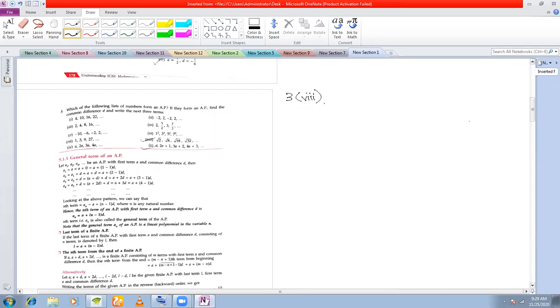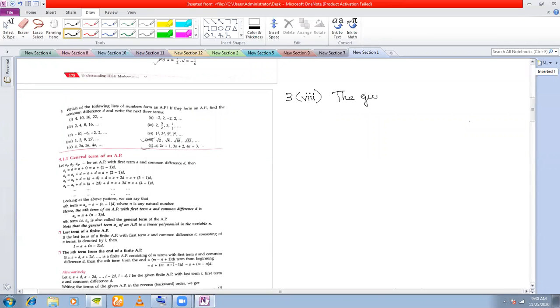3 terms. Now, since GP has been excluded from your syllabus, things become a little easier, because earlier, if it was not an AP, we used to check whether it is a GP. And the testing for GP was a little tougher than AP. The test for AP is a little easy. So things have got a little easy now. So what is the given list?